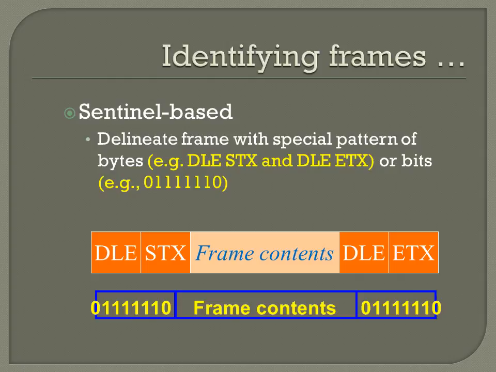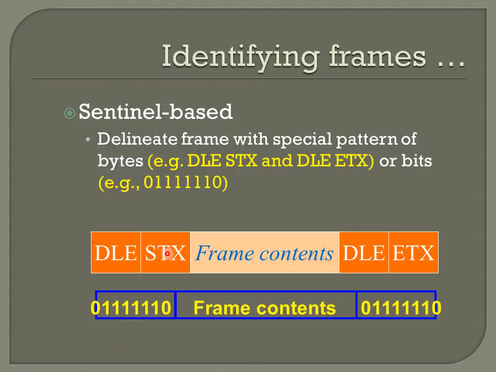In the sentinel based framing mechanism, we use some special characters to identify the beginning and the end of the frame. The special character or pattern that we are talking about could be a character or it could be a bit pattern. So we talk about two things: a character based framing technique or a bit oriented framing technique. If it's a character oriented framing technique, then we have these characters which are used to identify the beginning and the end of the frame. If it's a bit oriented framing technique, then we have a special bit pattern which is used to identify the beginning and the end of the frame.